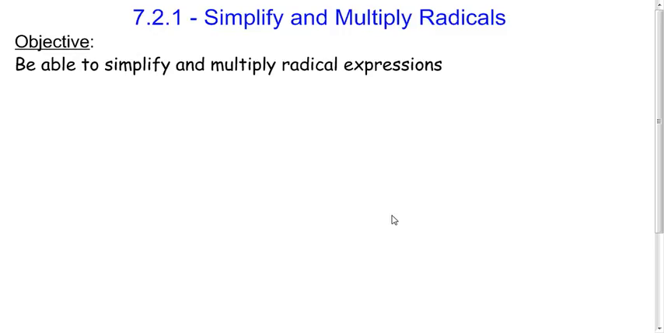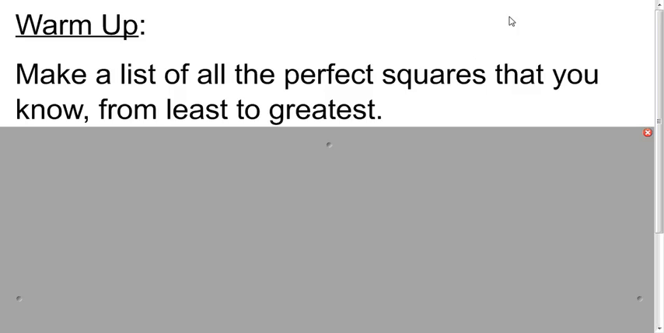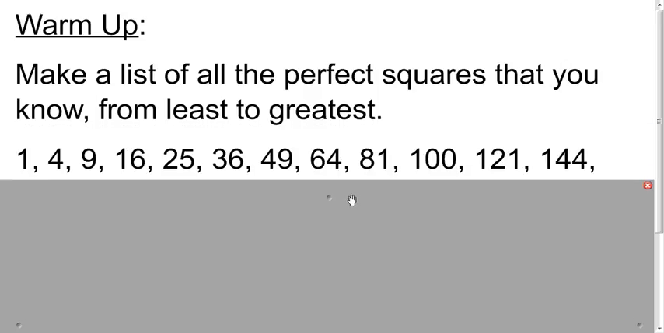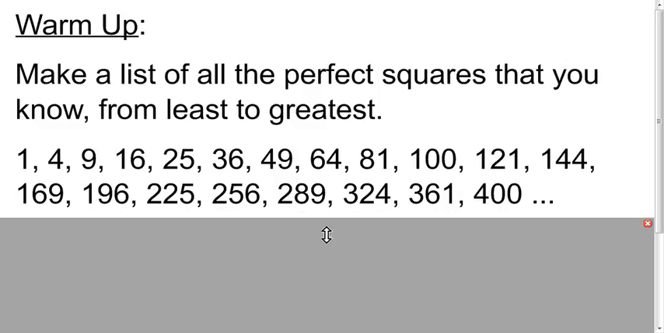Hello, class. In this lesson, we're going to learn how to simplify and multiply radical expressions. As a warm-up, I'd like you to make a list off the top of your head of all the perfect squares that you know from least to greatest. Here's my list. That includes perfect squares that we get from squaring the integers from 1 through 20.